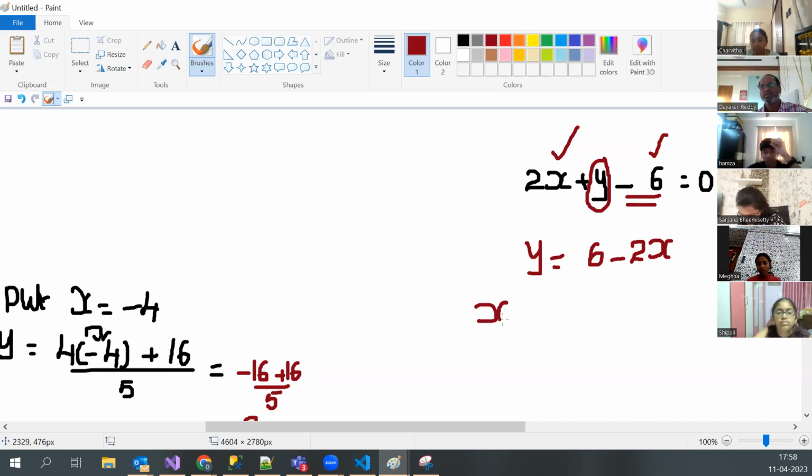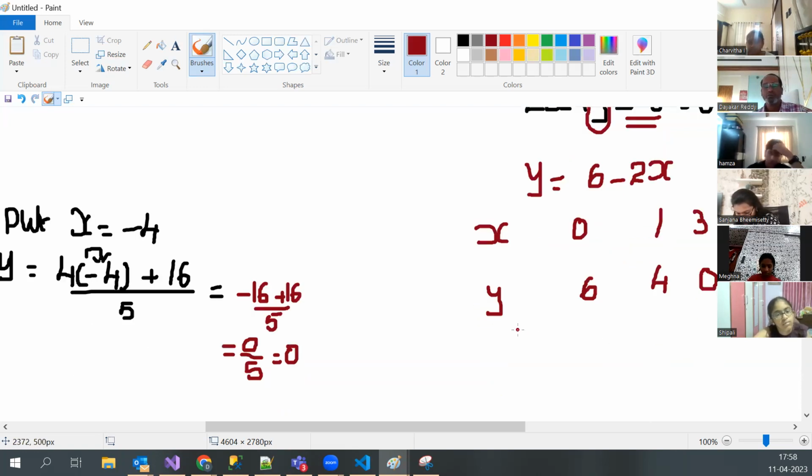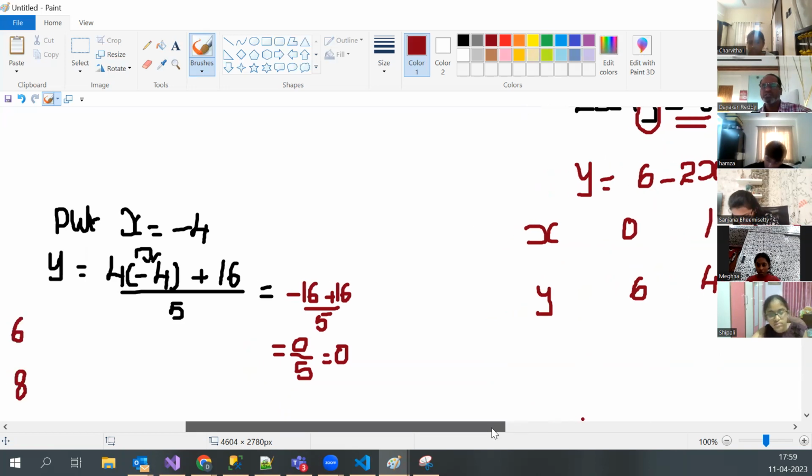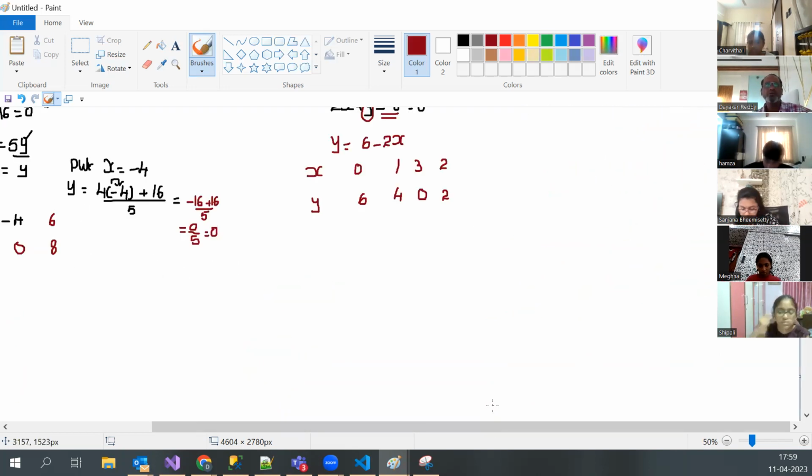Now again, we need to put x and y. Take x equal to 0, then y equal to 6. Take x equal to 1, minus 2 into 1, minus 2, 6 minus 2, 4. You can take x equal to 3, good point, then you will get 0. You can take 2 also. Minus 2 into 2, minus 4. 6 minus 4 is 2. Enough. That's all we need to plot the points and get the line.